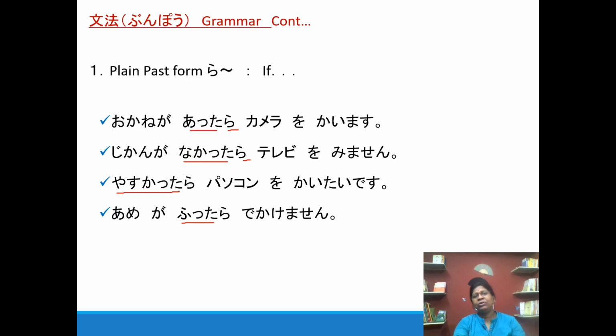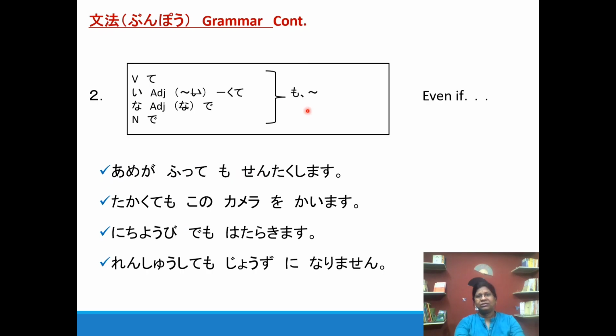So, what we understood? Plain past form ra is a conditional form, the if condition. If something happens, then we do or don't do something. This way. Is that clear? Pause the video and make 2 or 3 sentences with this grammar form.